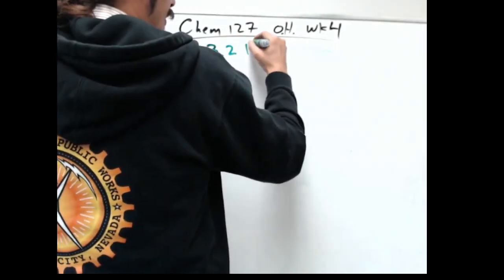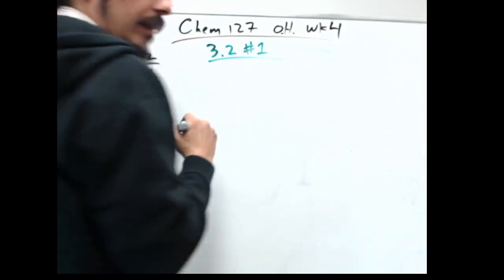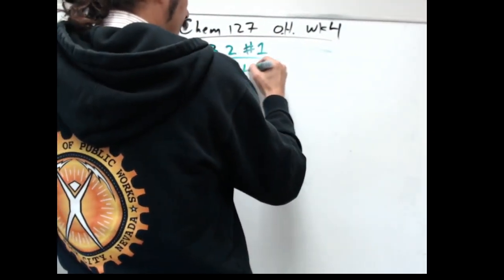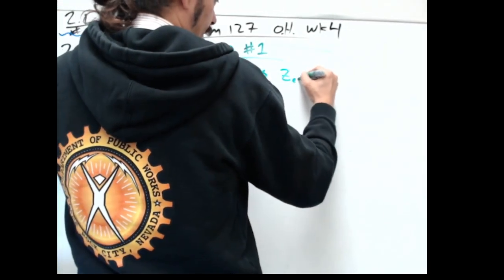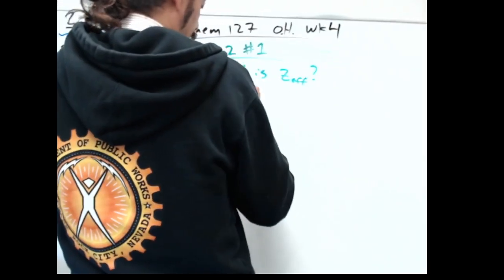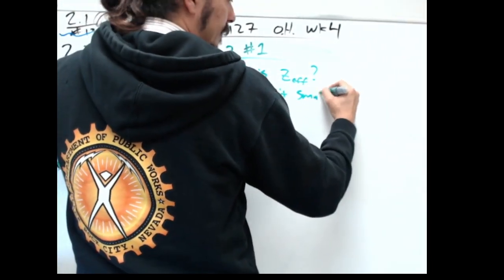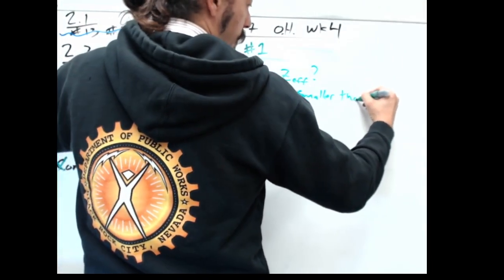Who's got 3.2 number 1 for me? So it's, what is Z effective? And then why is Z effective smaller than Z? What happens to Z effective across the periodic table and why?